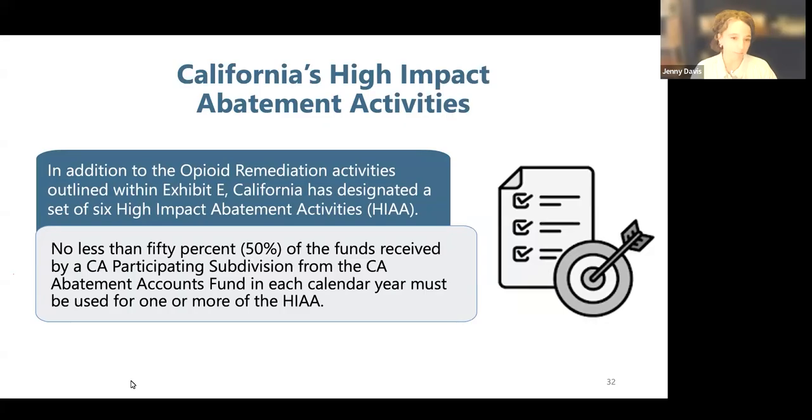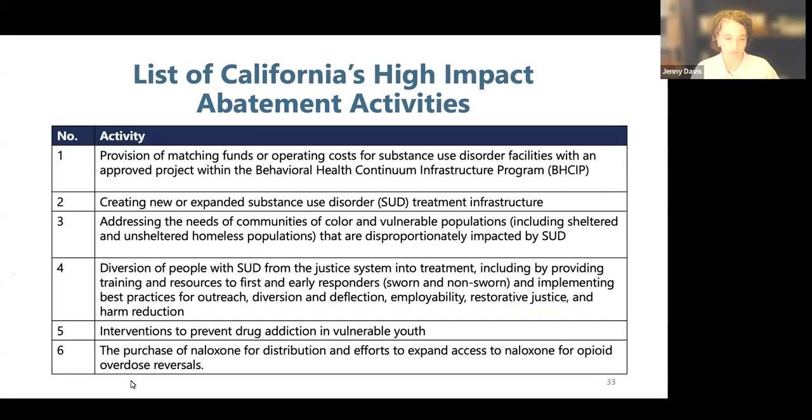But basically for the abatement funds, which is again the largest share of funds that we have going to cities and counties, they are required to spend at least 50% of those abatement funds on what is designated as a high impact abatement activity. Let's go to the next slide so we can show. Okay. Here is the list of California's high impact abatement activities.